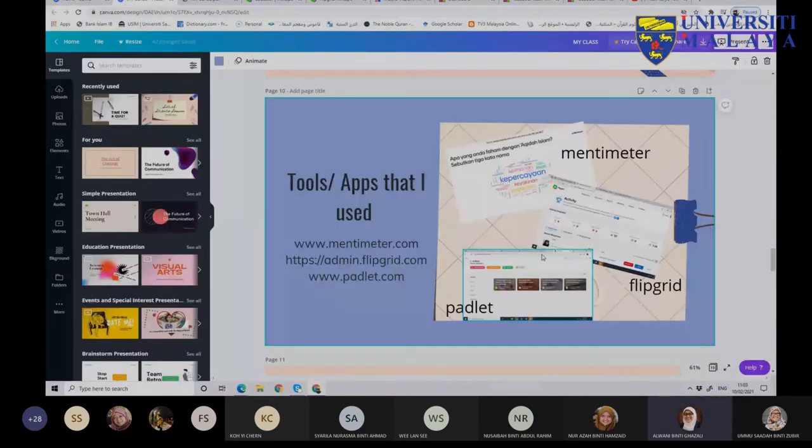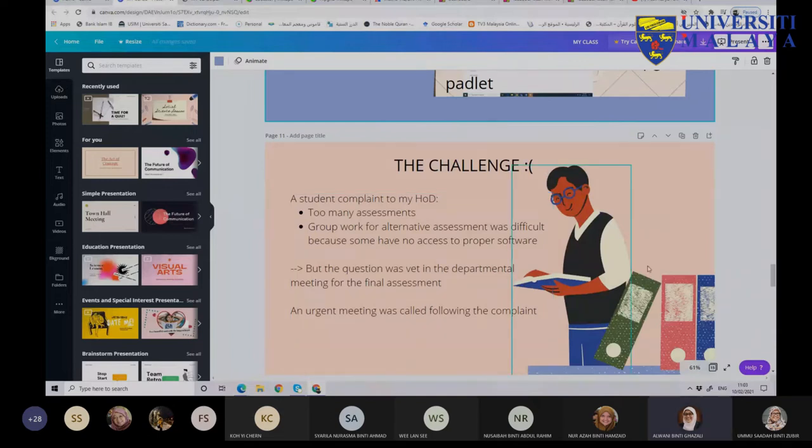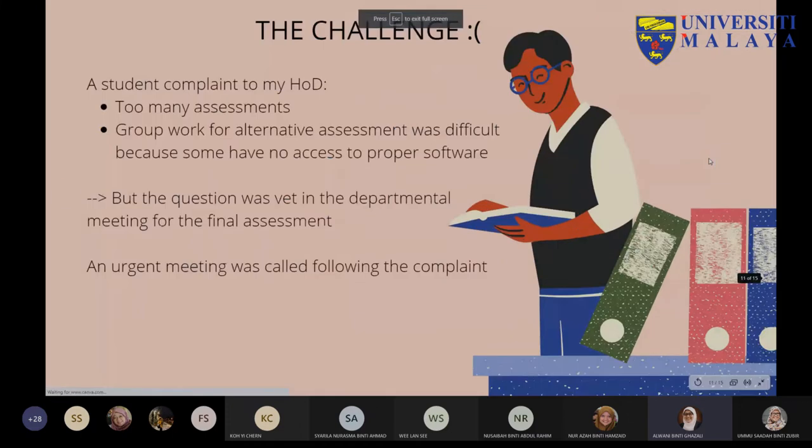Alright, of course, I'm facing a challenge this semester. Number one, it was the first time I taught students from other faculties, and you know what happened? One of the students made a complaint to my head of department when he or she received the final assessment, the final exam question, in other words, the word that we cannot use for this COVID session.